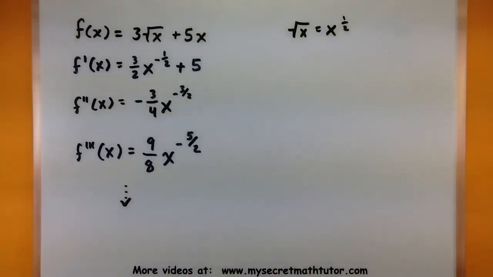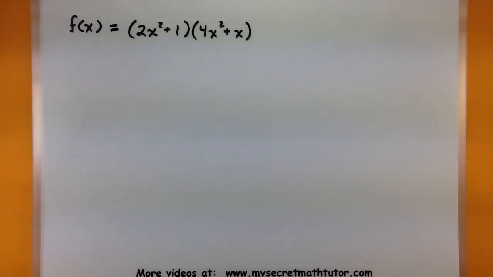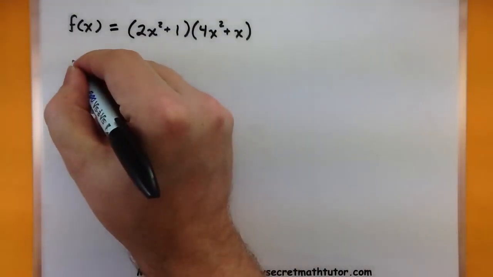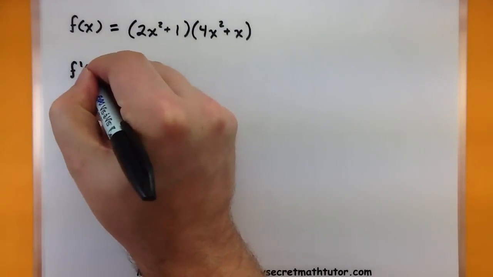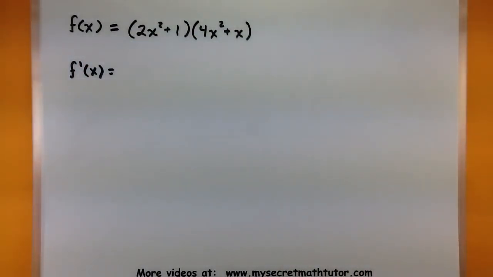Let's go ahead and try our higher derivatives on one more example. And let's go ahead and throw in a product rule, okay? In this one, I want to find a couple of derivatives for 2x squared plus 1 multiplied by 4x squared plus x. So in order to do my first derivative, I recognize that I really have two functions in here.